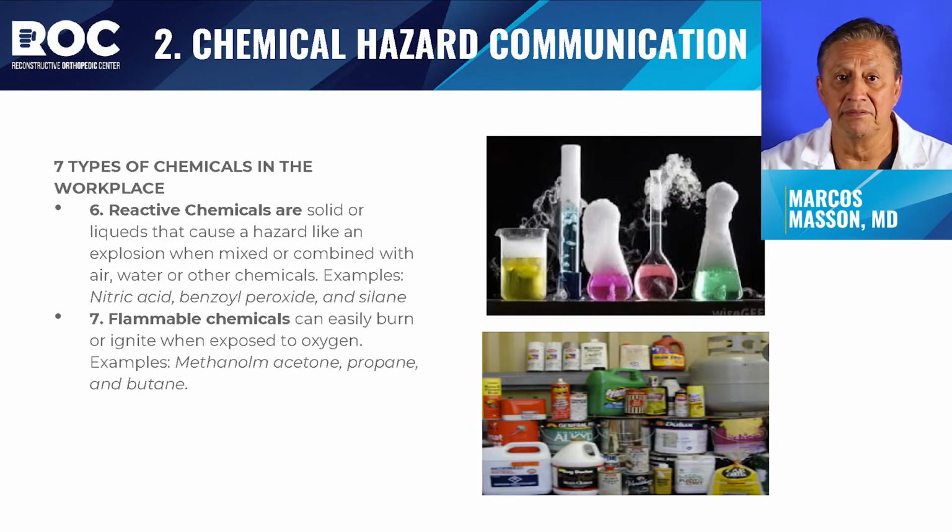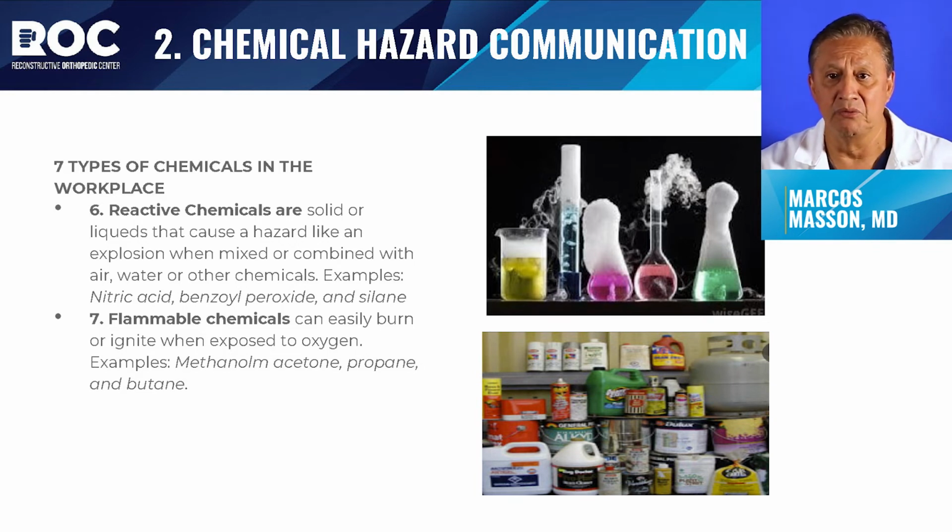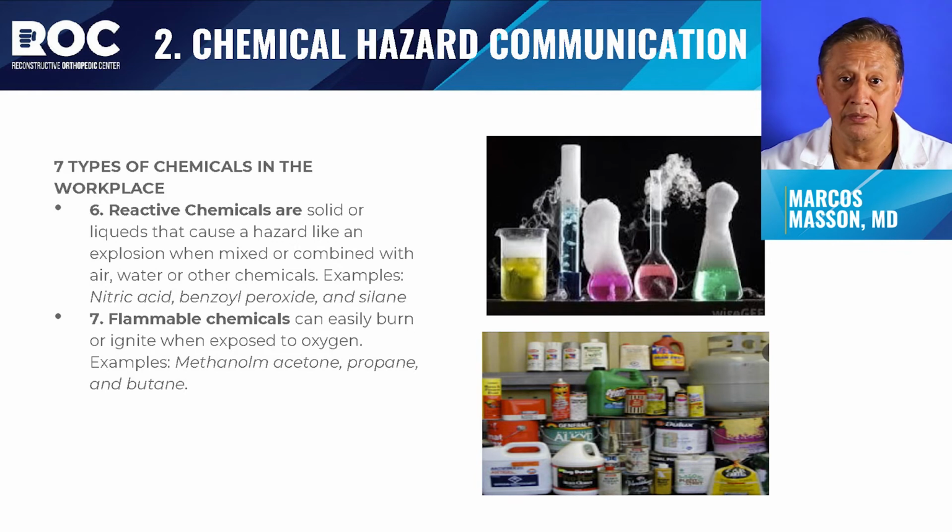The other types of chemicals are reactive chemicals that include solids or liquids that can cause hazards of explosions when mixed or combined. We must be aware of this, and this includes nitric acid or peroxide and saline when they're mixed together. Flammable chemicals are also a problem because once they ignite, they can burn, and exposed to oxygen can cause significant burn injuries. Examples include acetone, propane, butane, and similar chemicals.